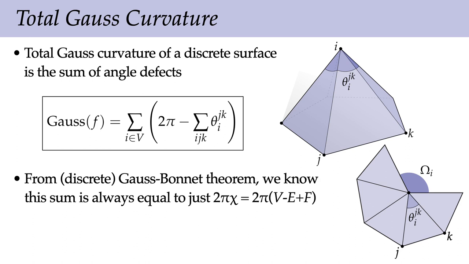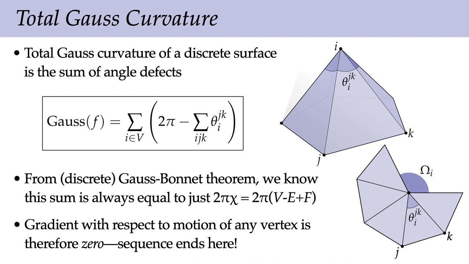It has nothing to do with the geometry of the surface. For that reason, what is the gradient of total Gauss curvature with respect to the motion of vertex i going to be? It's just going to be zero, right? I can't change the number of elements in my mesh by moving the vertices around. I can't change the integral of Gaussian curvature by changing the geometry of a surface. So this is where our sequence ends.